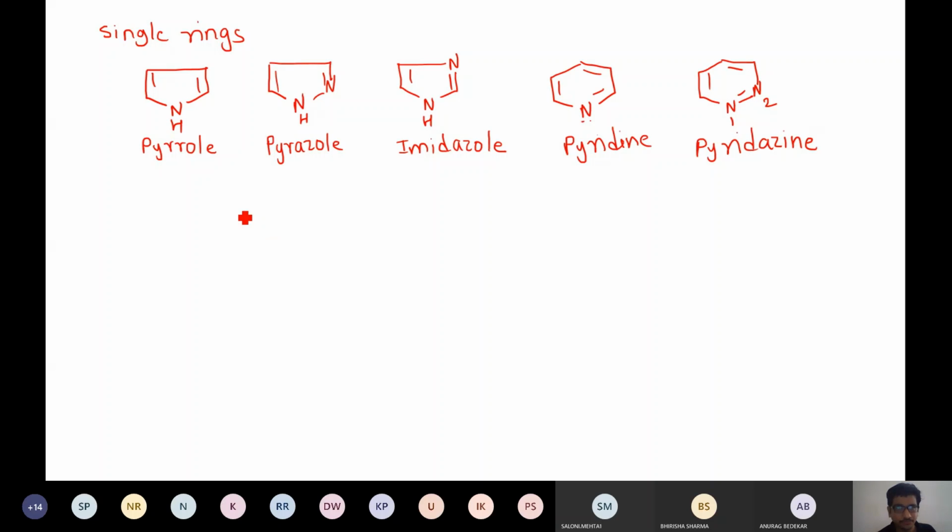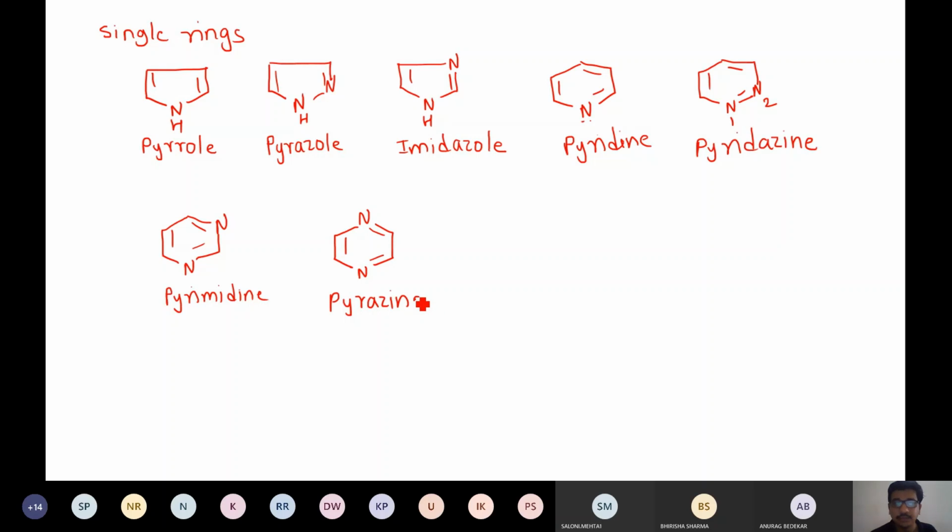Okay, now next variation comes with nitrogen as 1, 3. This should be familiar. What is this ring? Pyrimidine. This is pyrimidine. And nitrogen as 1, 4. Anyone? Pyrazine. Yes, it is pyrazine. Perfect. This is pyrazine.